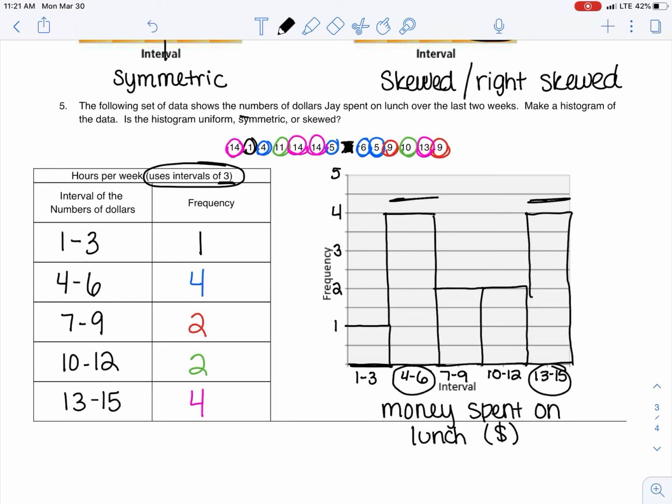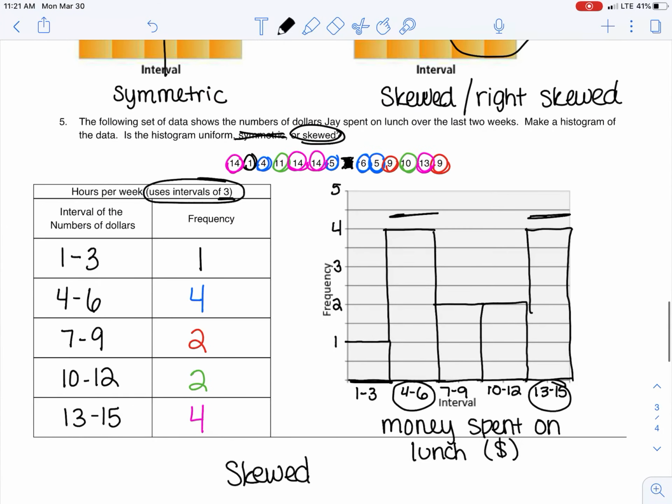I would probably not accept symmetric. Uniform would be the only other one I would accept, but I really would think that this would be skewed. Because you have those peaks. Since there's a peak and it's not common for it to be that high, I would consider this a skewed graph.